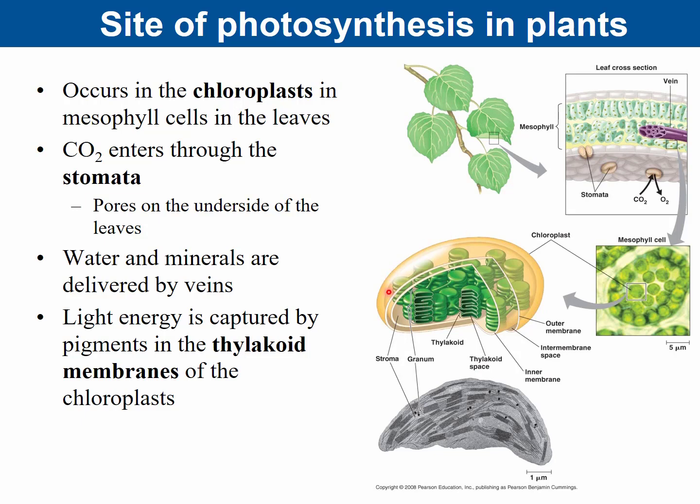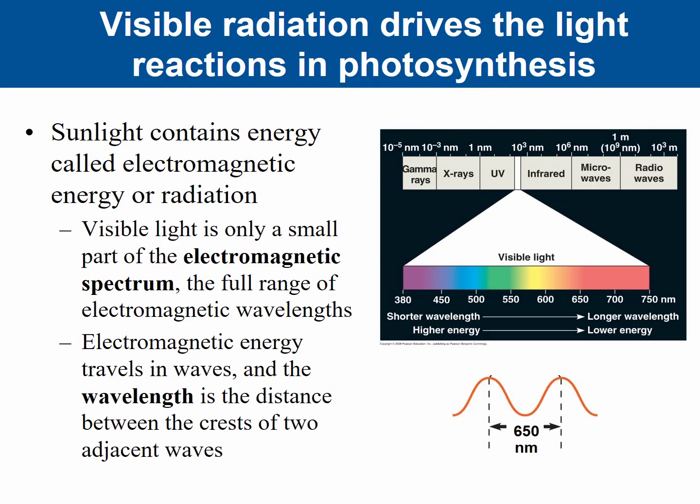It is important to recall these parts of the chloroplast in order to understand where photosynthesis takes place. The first step in photosynthesis occurs in these thylakoid membranes, and these thylakoid membranes have pigments in them that help to absorb certain wavelengths of light. So how does sunlight drive photosynthesis? Well, sunlight contains energy called electromagnetic energy or radiation.